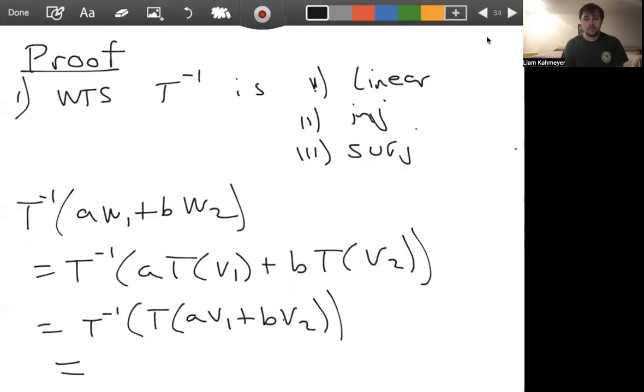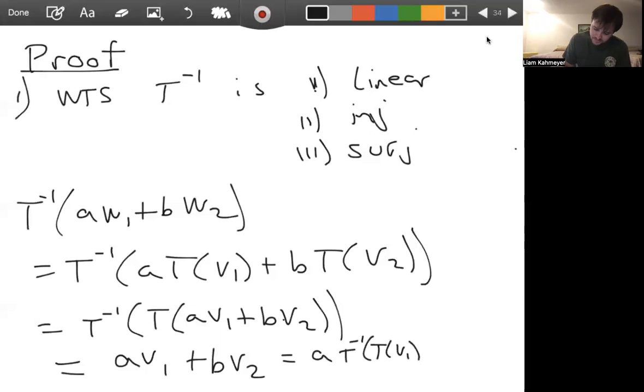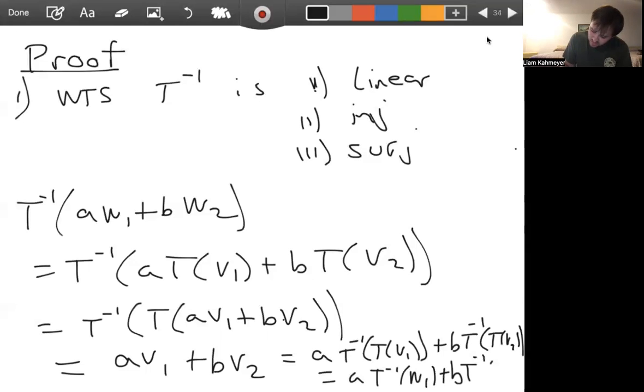Now, what is T inverse compose T? That's the identity on V. And so you get A V1 plus B V2. But for V1, right, we can use the same notion of T inverse being the inverse to T and write this as A T inverse of T of V1 plus B T inverse of T of V2, which is A T inverse of W1 plus B T inverse of W2, which shows that T inverse is, in fact, a linear transformation. Let's show that it's injective.